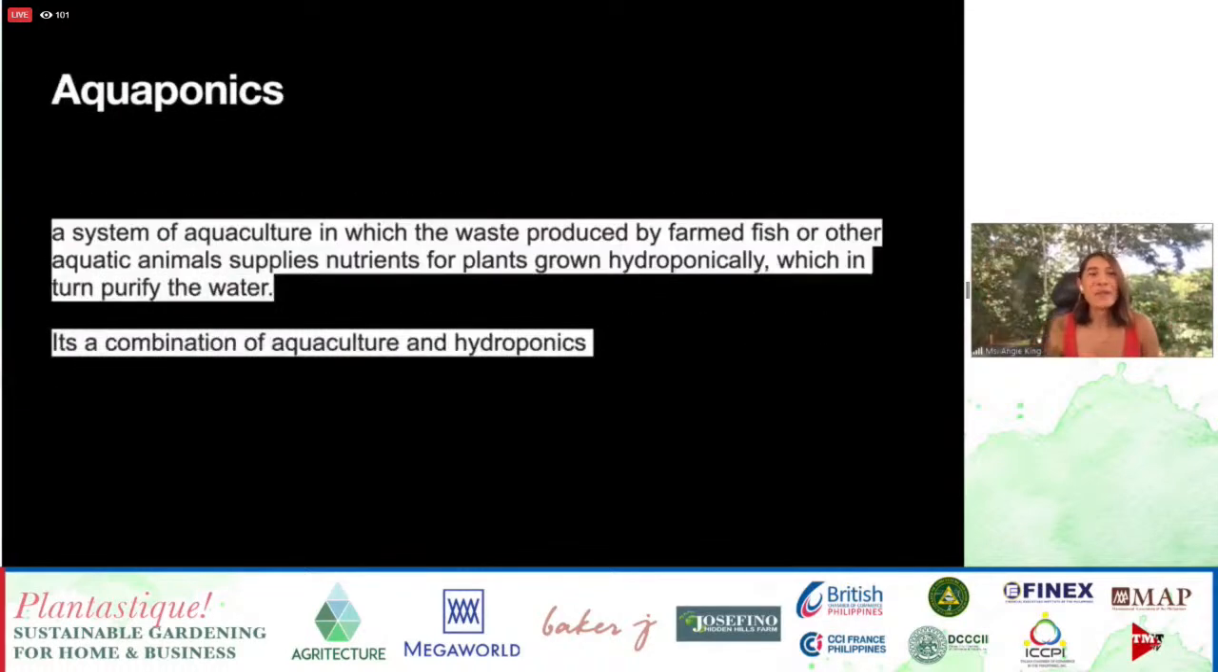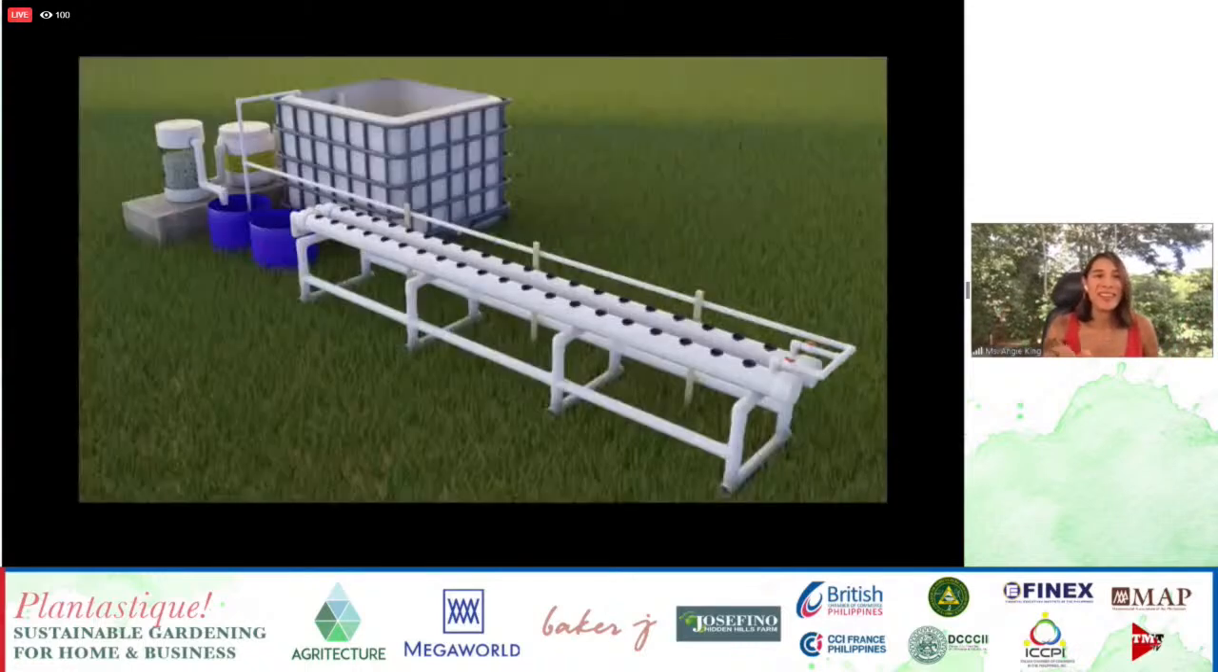Okay. So my next topic will be the aquaponic pond. And aquaponics is a system of aquaculture where the fish waste is actually used to feed the plants in a hydroponic system. So it's basically a combination of fish farming and hydroponics.